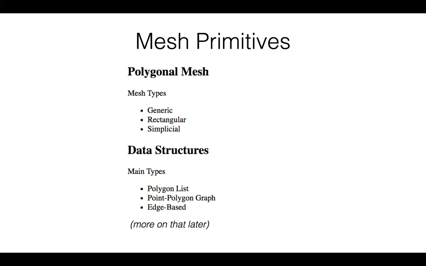There are generic meshes, rectangular meshes, simplicial meshes, and there are different data structures for meshes. So we can represent meshes as a polygon list, polygon point graph, edge-based. And in the final part of this lecture, we are going to study the mesh primitives in very much detail. But I put this here just to see how a mesh is a special kind of element that surpasses these representations in a modeling system.